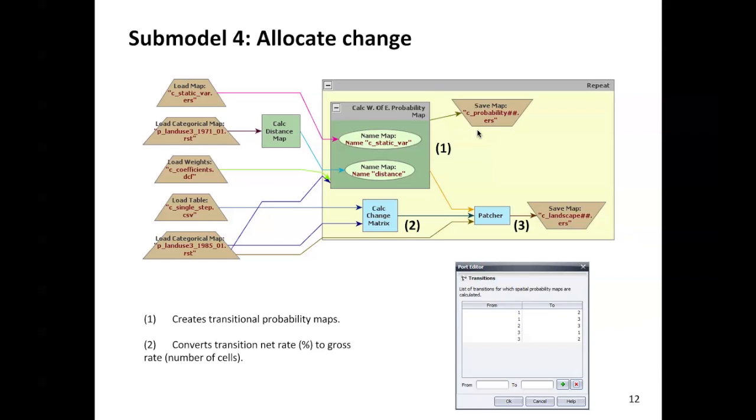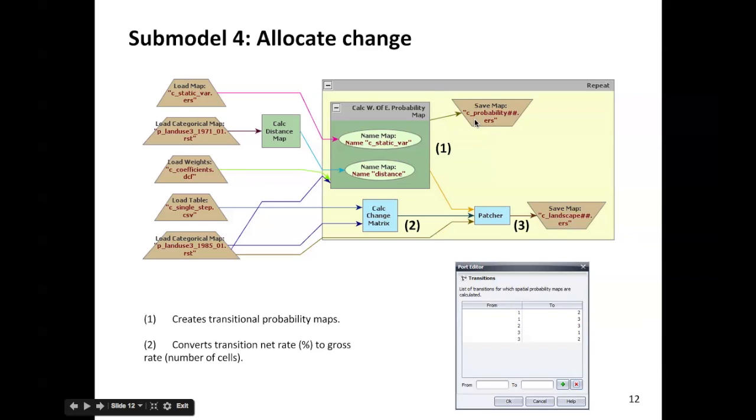Connect the static variable map, the distance to 1971 built map, the coefficients, and the 1985 land use categorical map to their ports. Connect weights of evidence probability map functor to a save map.